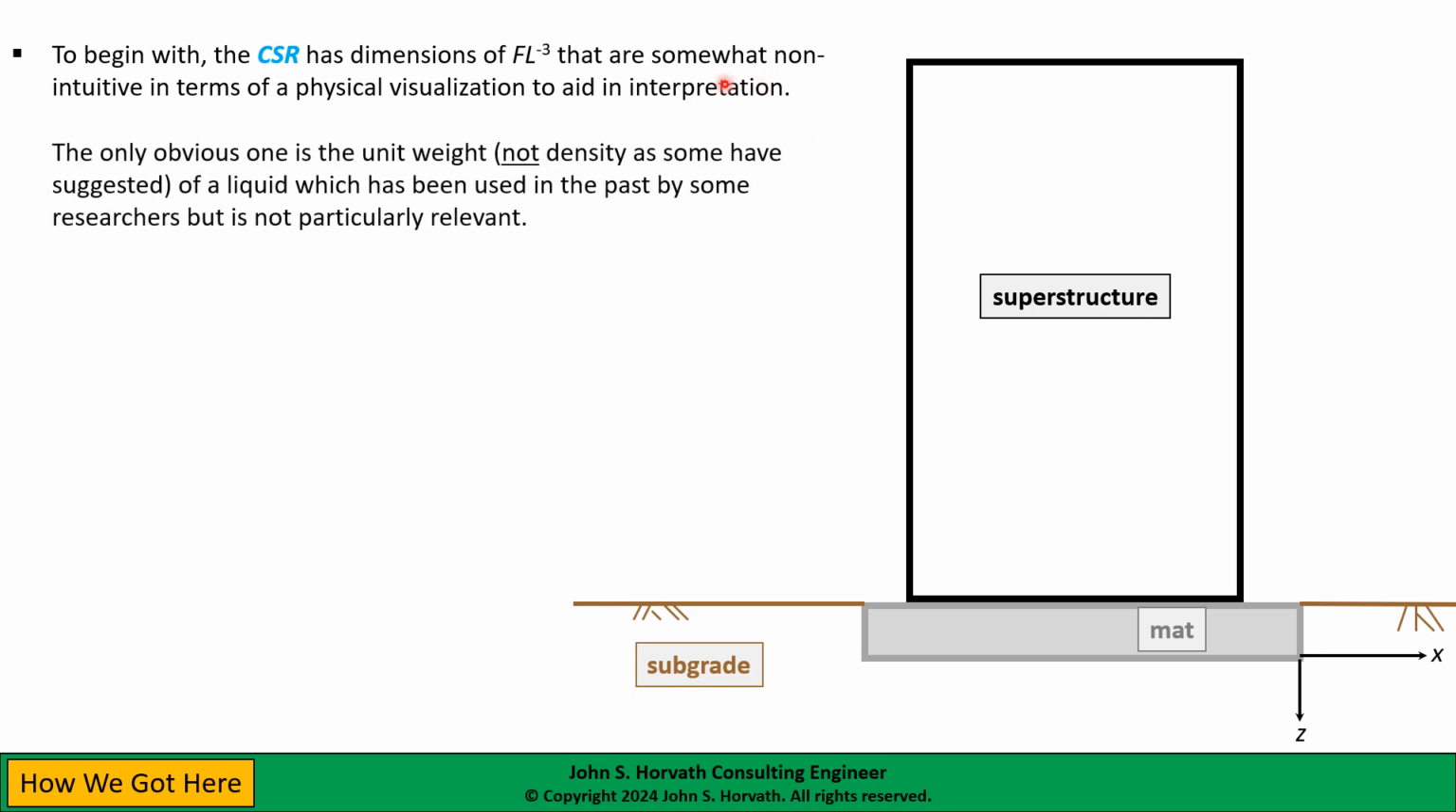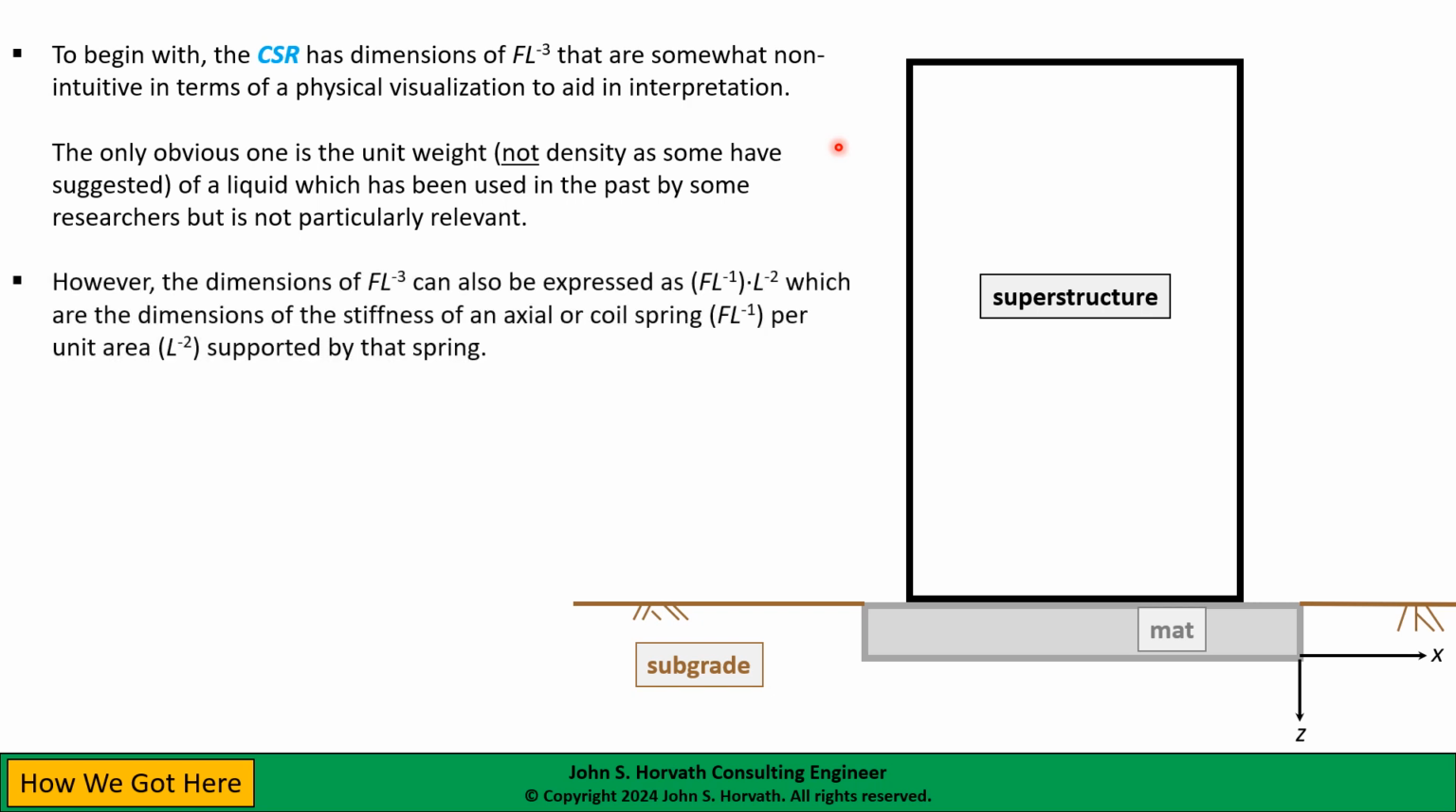The only visualization I've seen for force per length cubed is the unit weight, not the density, by the way. Some people have called it density. Of course, we know density and unit weight are not the same. It's the unit weight of a liquid. I've seen people say that the magical soil spring constant is the unit weight of the subgrade liquid. I don't find that particularly relevant.